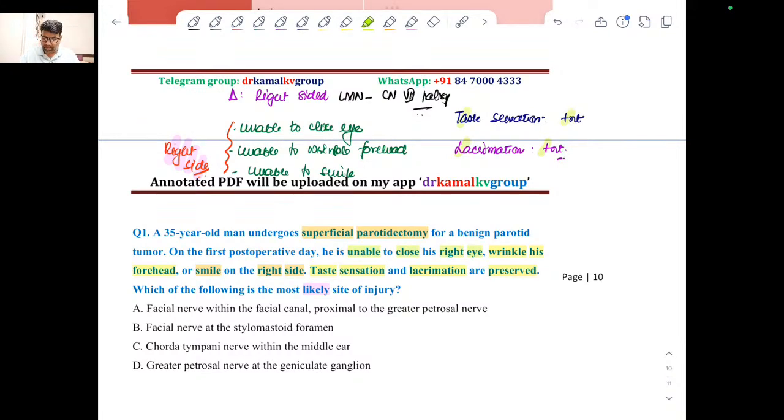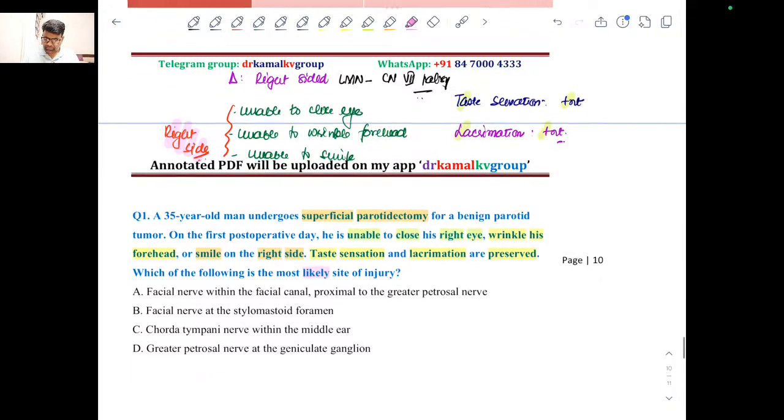And before we go on to that image, taste sensation is okay, lacrimation is okay. So it means the respective branches have already emerged, so they are spared. So it means there is injury to the facial nerve below the origin of the respective nerves which are providing taste sensation, that is the chorda tympani, or lacrimation.